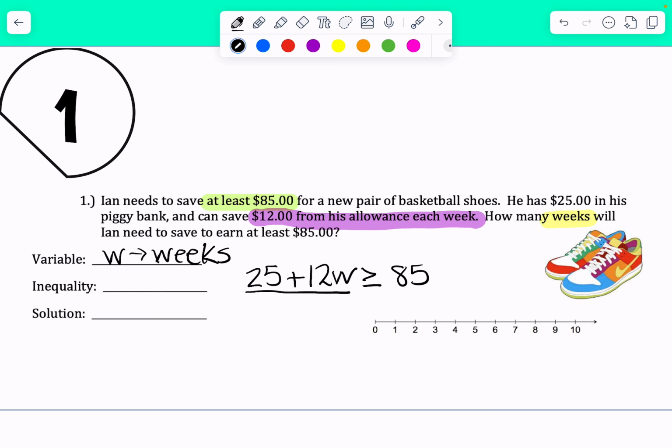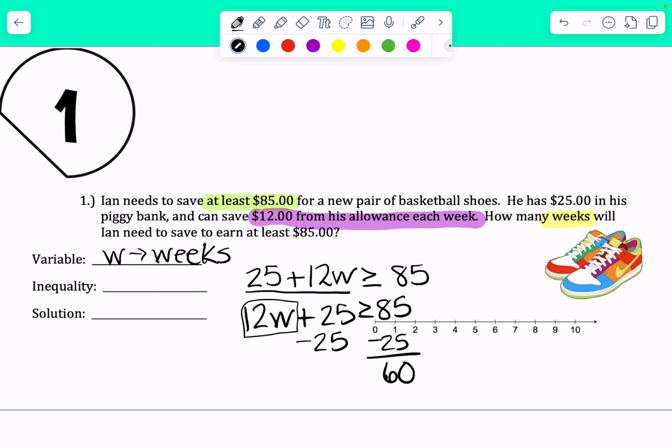If I wanted to rewrite this with my variable first, I could. And then we would go ahead and we would start our solving. So right now my variable is locked in with that 12. So I need to subtract off the $25 I already have first. And so 12W is greater than or equal to 60. I can divide by 12. And W is going to be greater than or equal to 5.